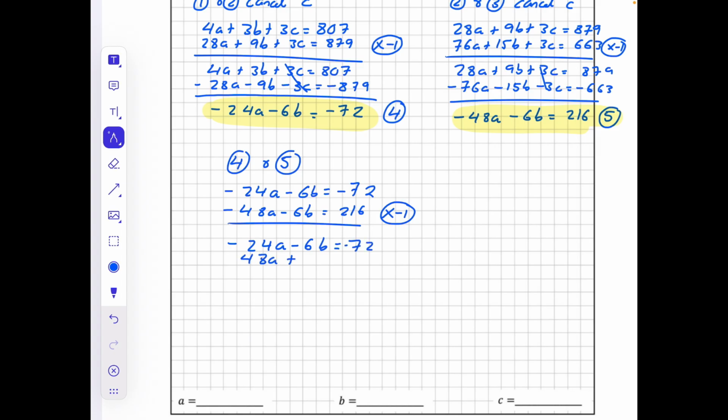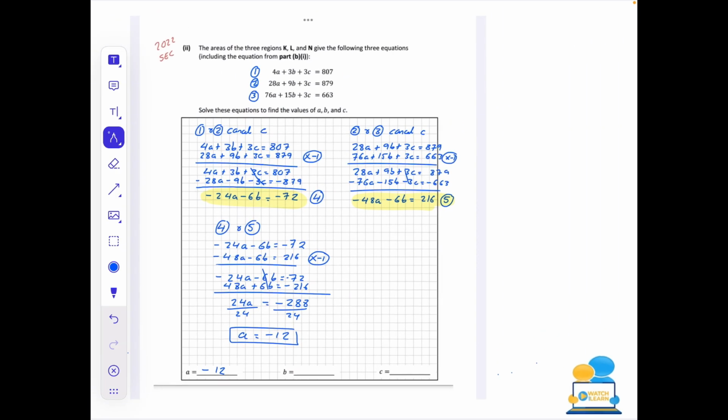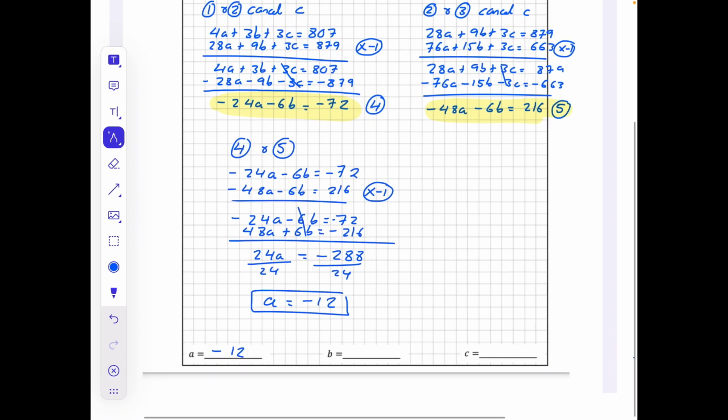And 48A plus 6B is equal to minus 216. B's will cancel. We have minus 24A plus 48A. That's going to give me 24A. Sorry, positive 24A is equal to minus 72 minus 216. That's going to be minus 288. Divide both sides by 24. We get that A is equal to minus 12. Okay, that's one of my three answers. Now we're going to take equation 4, and instead of writing A, we can sub in minus 12.